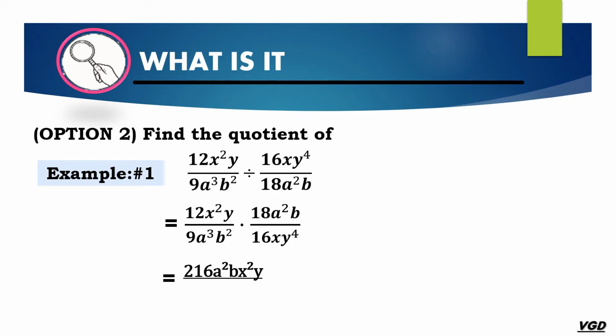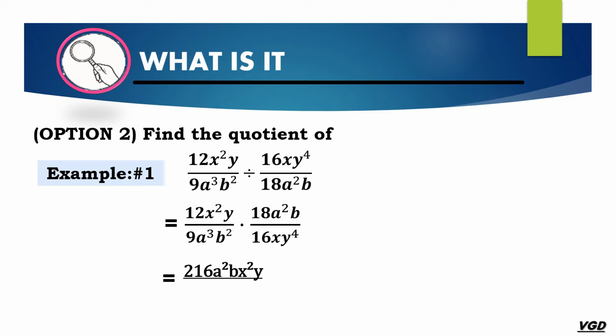So how did we get it? We multiplied the numerical coefficients, so the 12 and 18, and then since there are no exponents with the same base, just copy the literal coefficients of the numerator. So that's why we just copied a squared, b, x squared, and y, and arranged them in alphabetical order.